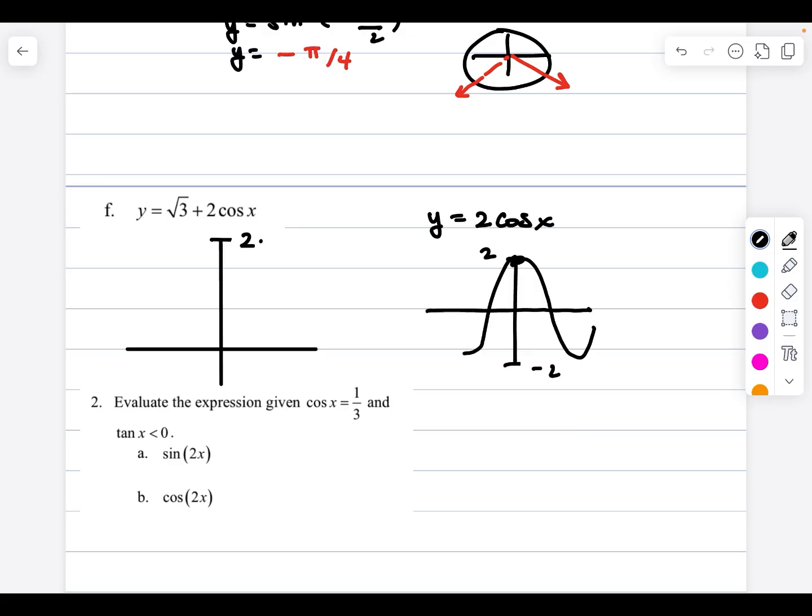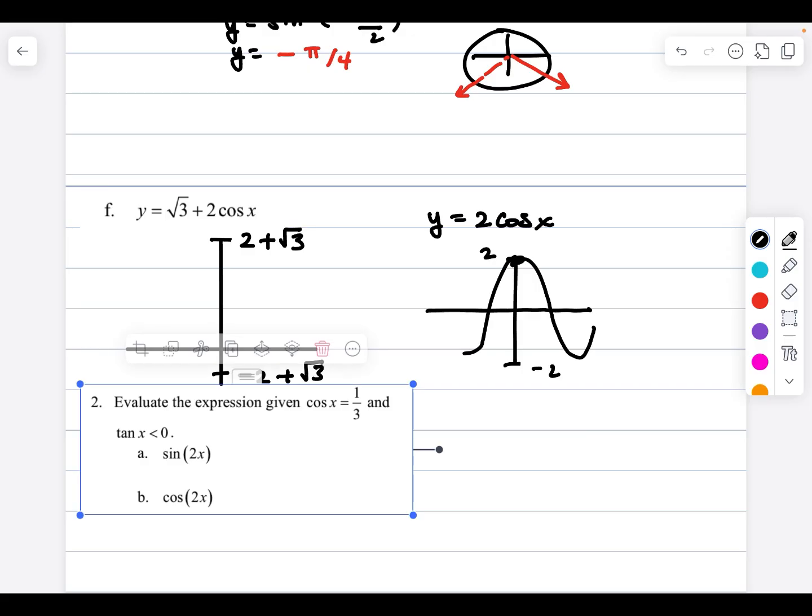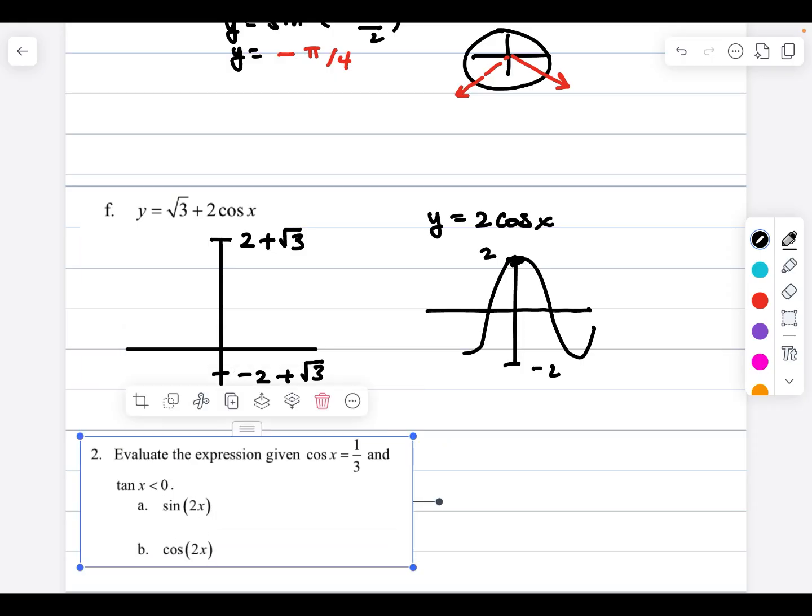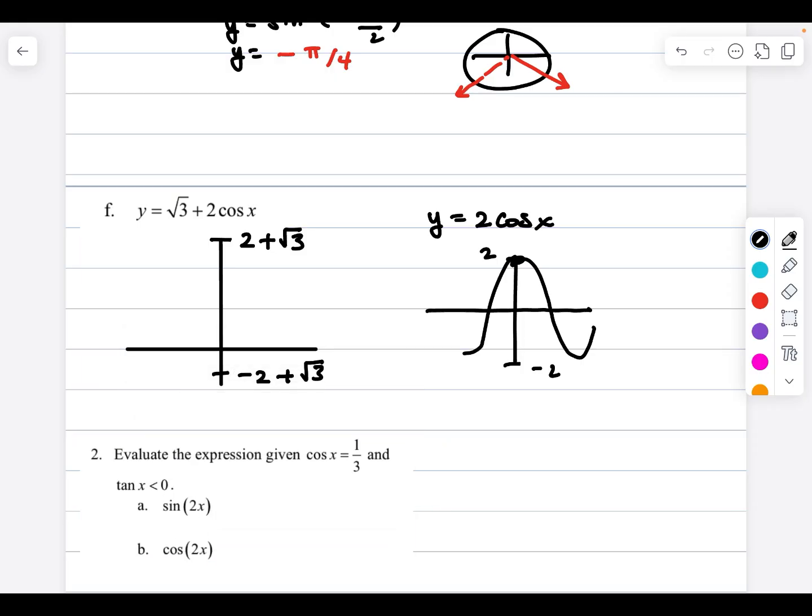So our max is 2 plus square root of 3. Our minimum is -2 plus square root of 3. So we're shifting the whole graph up square root of 3 units. Now, we're still going to have a point on the y-axis at its relative max. If you plug in 0 for x, you get cosine of 0 is 1, times 2 is 2, plus rad 3. I'm going to sketch my curve.